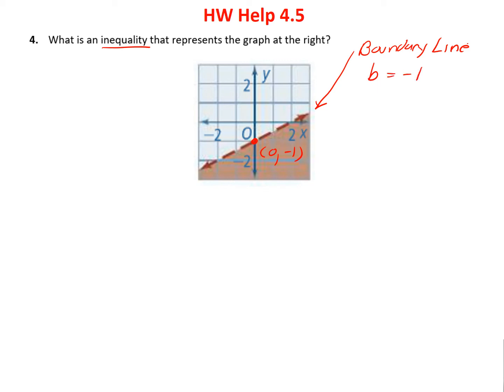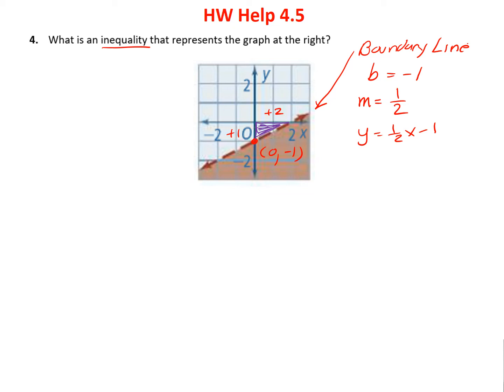Now we want to find the slope. So if I look at the slope here, I could make my little slope triangle up there and over here. So here's my slope triangle right here. And notice on the slope triangle that it goes up 1 and over 2. So my slope is the rise over the run, so it's 1 over 2. So my boundary line then I can write as y equals 1/2 x minus 1.